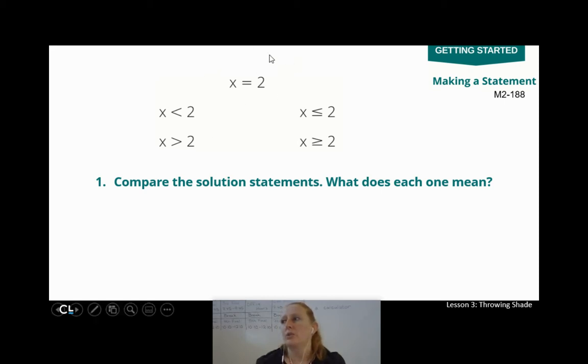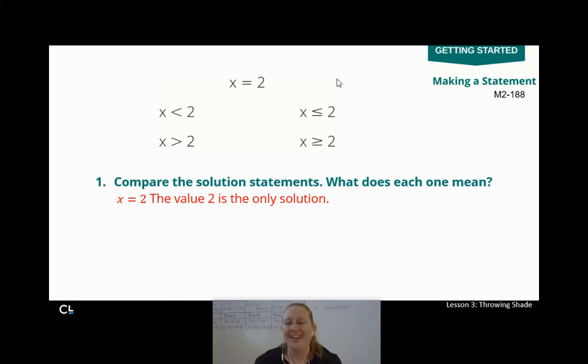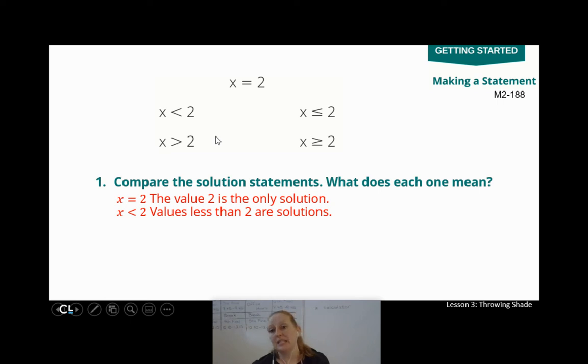So let's start with x equals 2. X equals 2 means the value 2 is the only solution, right? 2 is the only solution here. If x equals 2, the only thing x can be is 2. That's it. But if I'm looking at x as less than 2, that means that any value less than 2 is a solution, right? 1 would be a solution, 0, x could be 1, x could be 0, x could be negative 374. Anything, any value less than 2 can be a solution. It's a possibility for x.